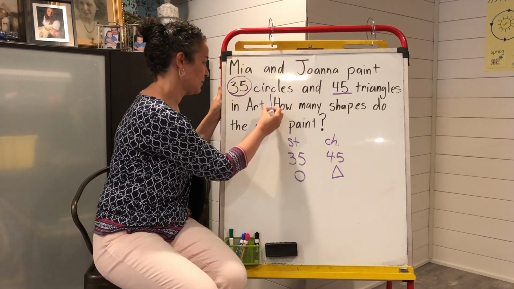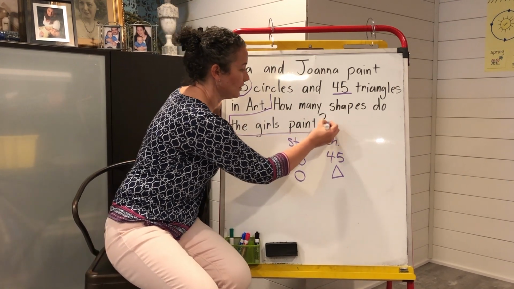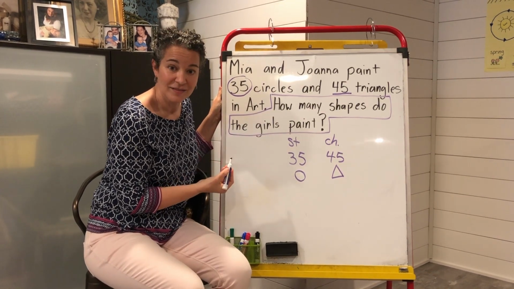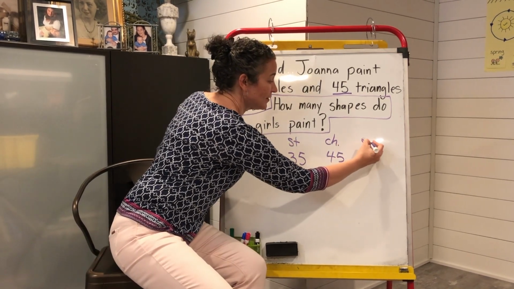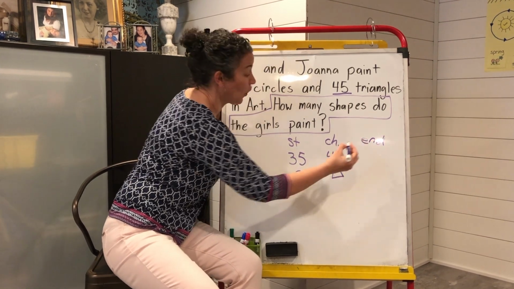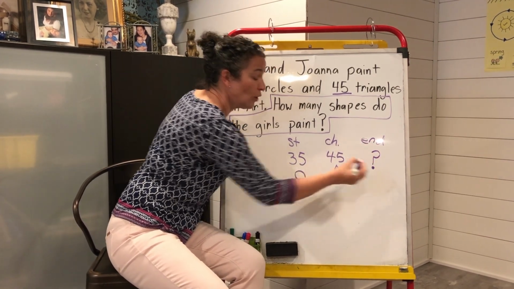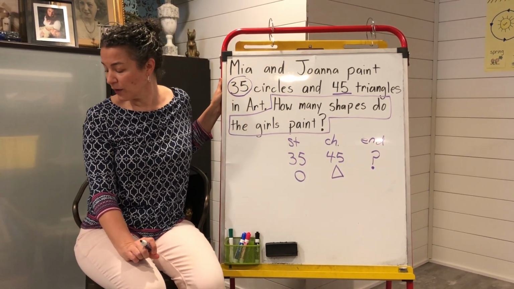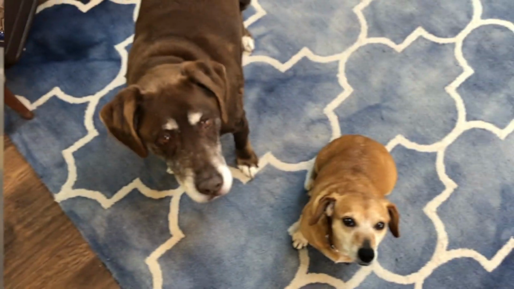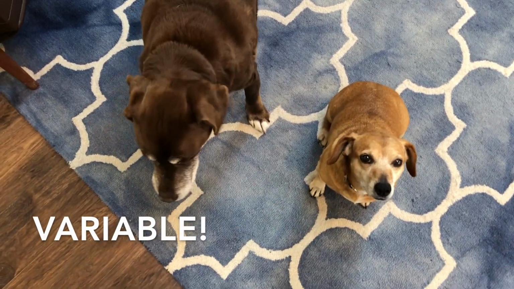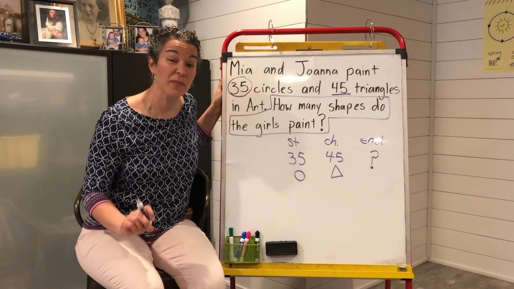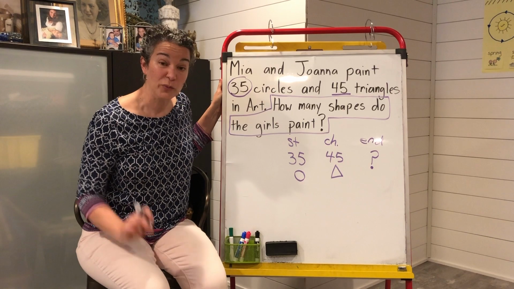How many shapes do the girls paint? So what's that? Yes, that's my end. What's that? You want me to put a question mark? Okay, I'm putting a question mark. What do we call the thing in a math problem we don't know? Do you remember? Penny, what do we call a thing in a math problem we don't know? Penny says the thing we don't know in a math problem is called the variable. So our variable is what we're trying to figure out.